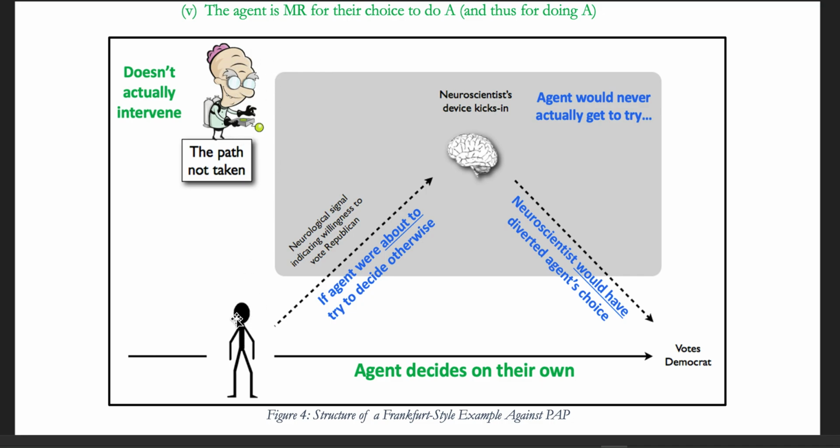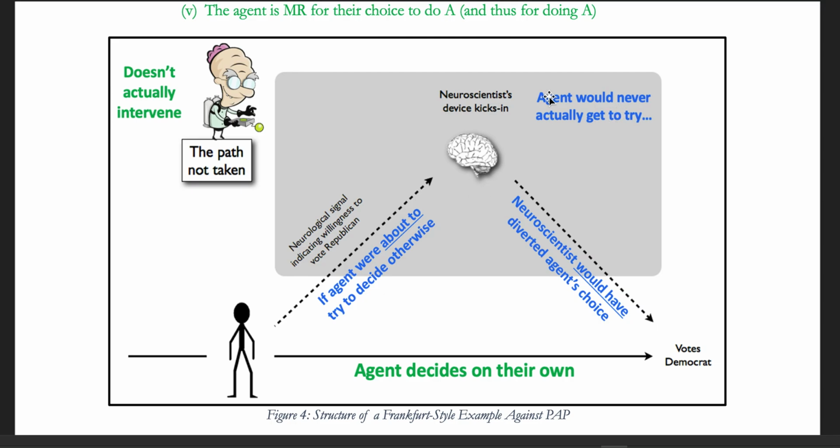It detects the brain processes that indicate he's going to try to do something else, and because of that, the counterfactual intervener really wants this person to do A, to vote Democrat. If the agent were about to try to do otherwise, then the neuroscientist device would kick in. He would press a button, or if there's a chip in there, it would kick in. And so note that the agent never actually really gets to try to do otherwise in a Frankfurt case.